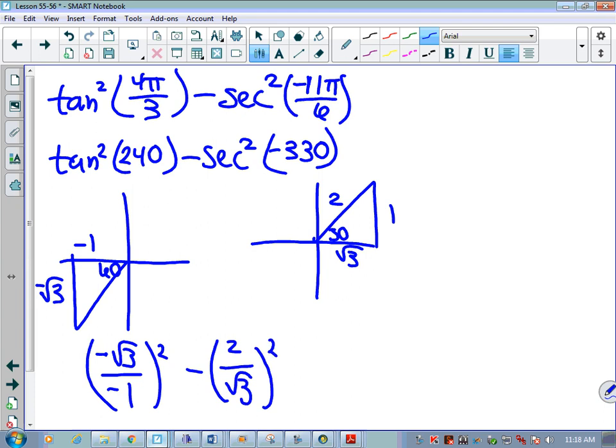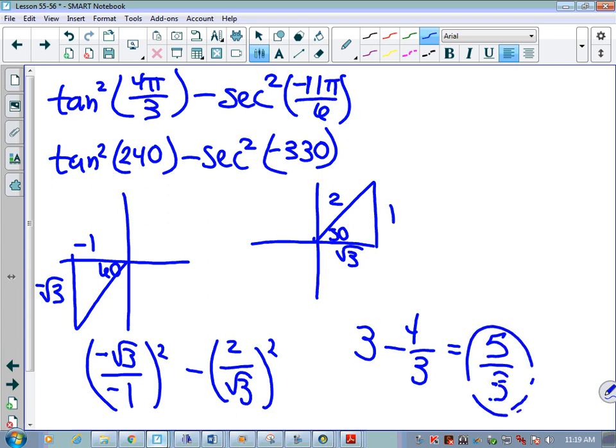Okay, so let's come back to this first one. That negative radical 3 times negative radical 3 is going to be 3. Negative 1 times negative 1 is 1, so we can just write it off as 3. And we're going to subtract. 2 squared is 4, so we're taking 3 minus 4 thirds. 3 minus 4 thirds should equal 5 thirds. All right, so that's the answer you should get out of that.